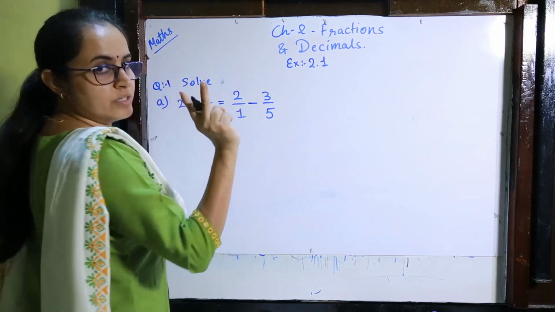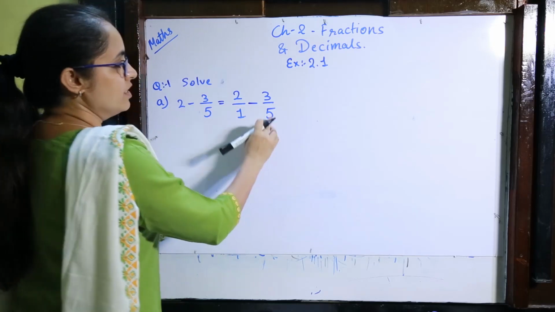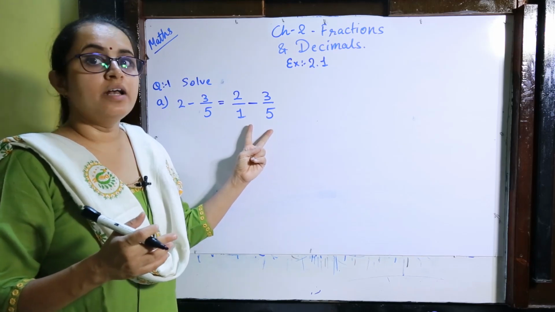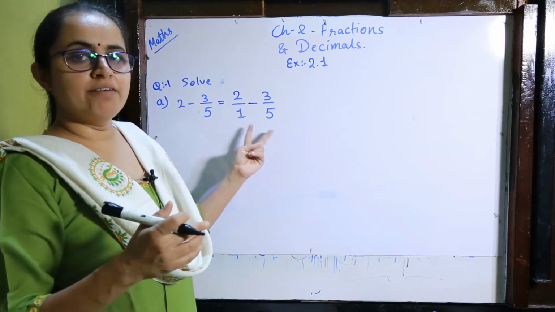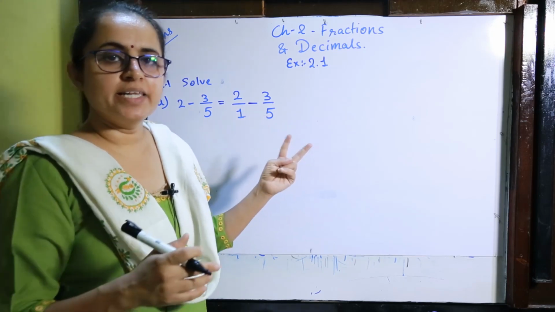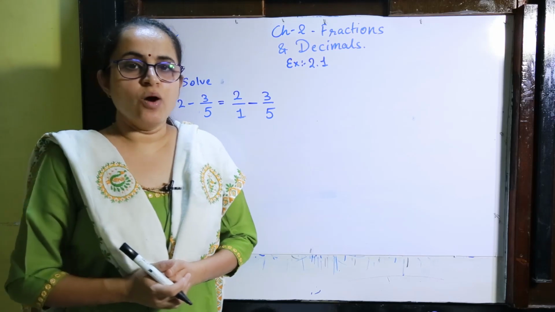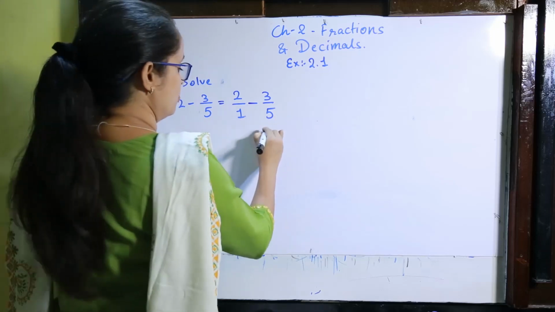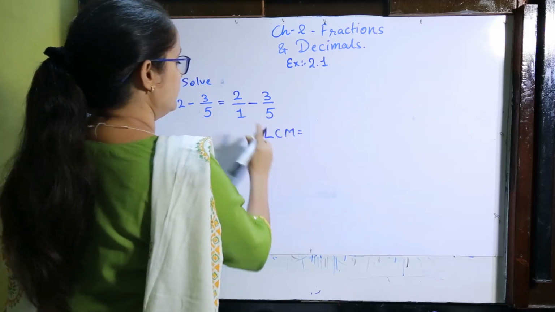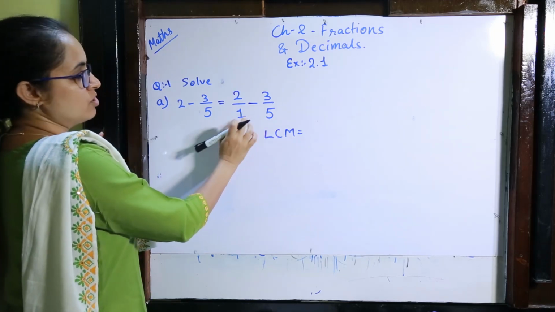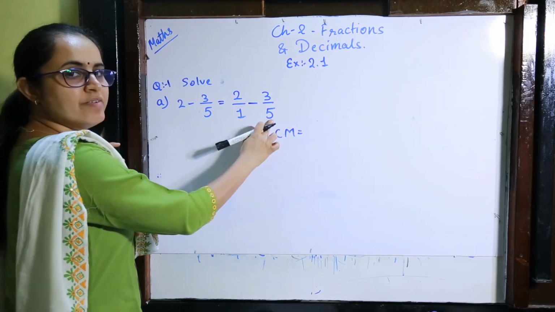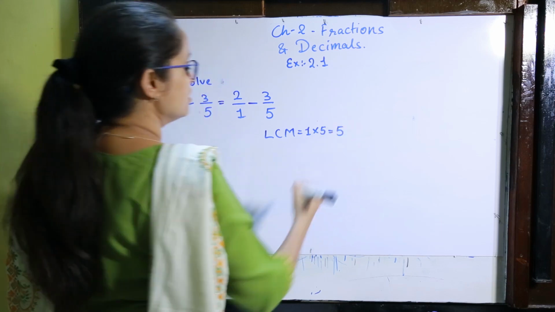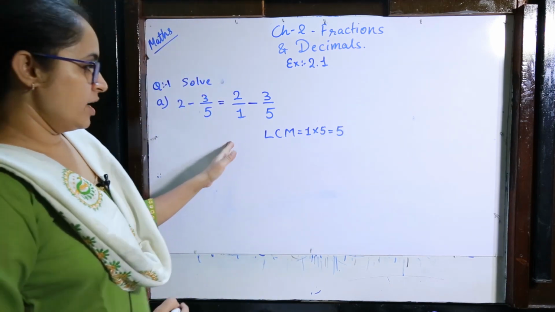Now you have 2 fractions with denominators 1 and 5. You can see these 2 are not like fractions, they are called unlike fractions. If you want to add or subtract unlike fractions, you need to find the LCM of the denominators. The LCM of these two is simply the multiplication, because 1 is the unique number and 5 is a prime number. So you multiply both numbers and you will get the LCM 5. Okay, this is the way.